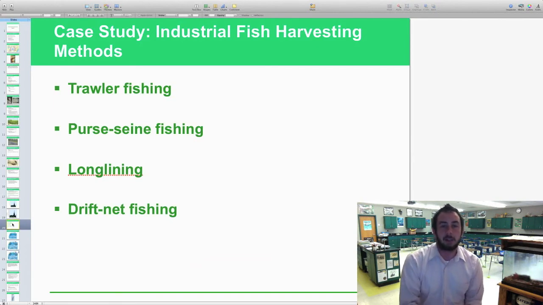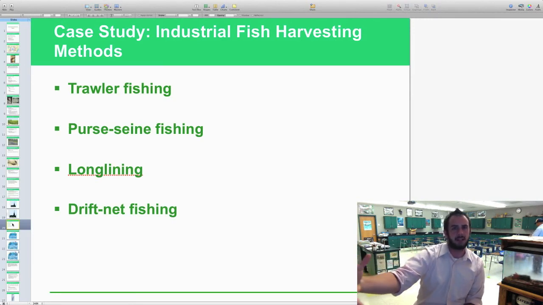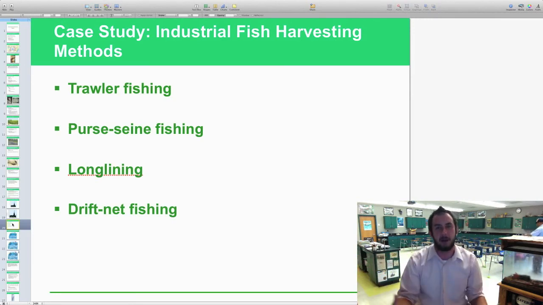Let's take a look at industrial fish harvesting. Big business. I mean, everyone loves seafood. I know we love it here on the eastern coast of North Carolina. But let's take a look at our four main fishing methods. First one is trawler fishing, which we talked about a little bit before. A big net following a boat, scraping along the bottom, getting the whole water column, collecting as many fish as it possibly can.